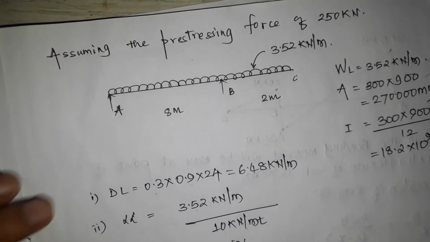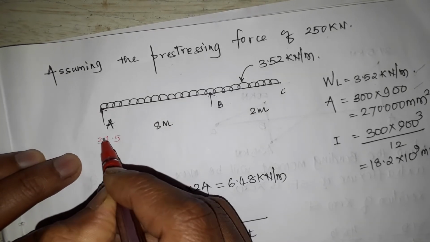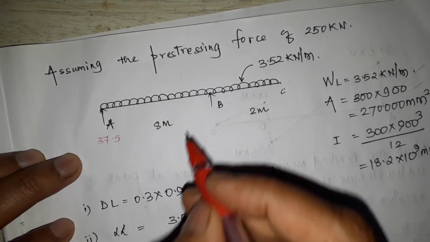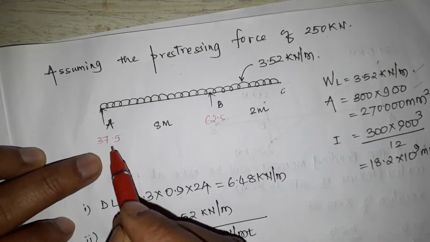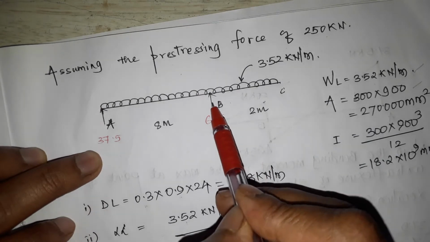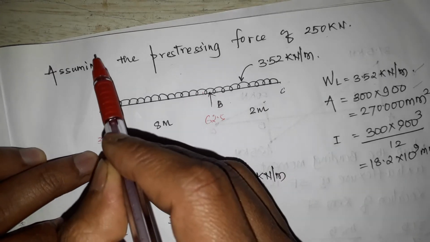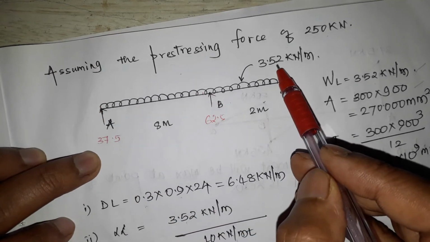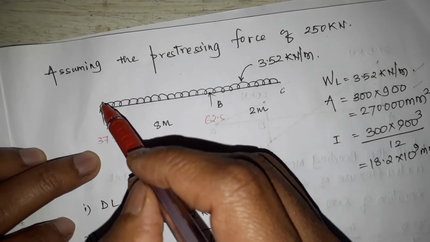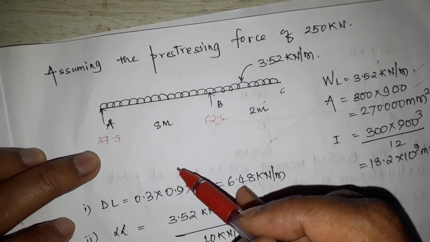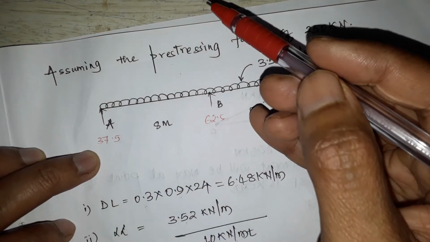I'll explain here. We got the reaction at A as 37.5 and the reaction at B as 62.5. So the reaction at A, that is the shear force at A, is 37.5, and then we come to left of B and right of B. Left of B is 37.5 minus 3.52 into 8, then right of B again 37.5 minus 10 into 8 plus 62.5, that you have to consider.